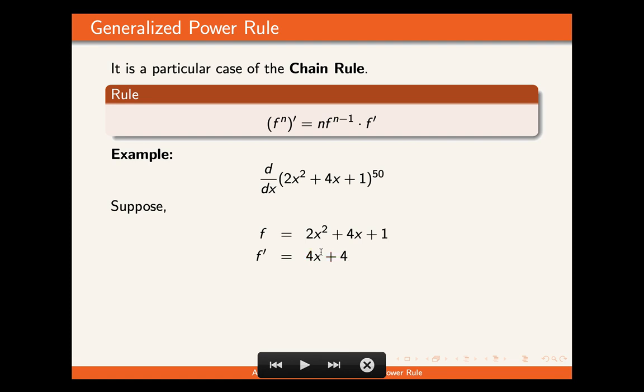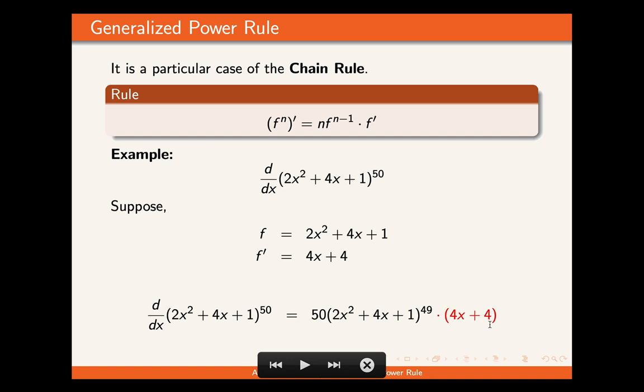So let's apply that. All right, so what do we need to do? We need to first write down what is n. So n is 50, write that down. Then write down f to the power n minus 1, and f is 2x squared plus 4x plus 1 raised to the power, n is 50, so 50 minus 1 will be 49, right? Now times, we need to write down f prime, and we know what is f prime. We have computed that over here, so just write that down.